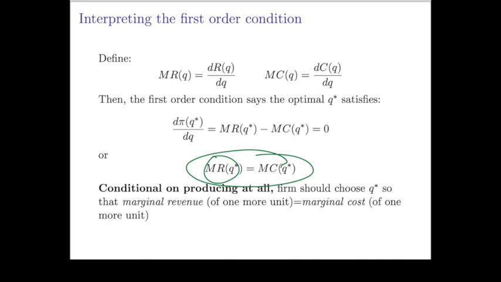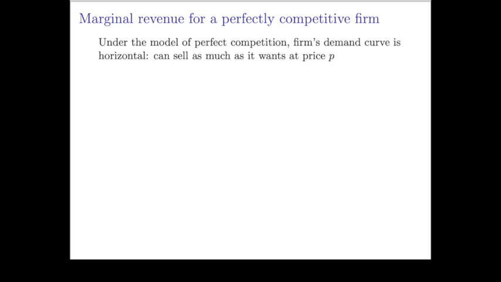In the perfectly competitive setting, on the other hand, the marginal revenue is very, very simple. If you sell one more unit, you're just going to get P more dollars. That's because the firm's residual demand is a horizontal line, and so they can sell as much as they want at the price P and nothing at any higher price.